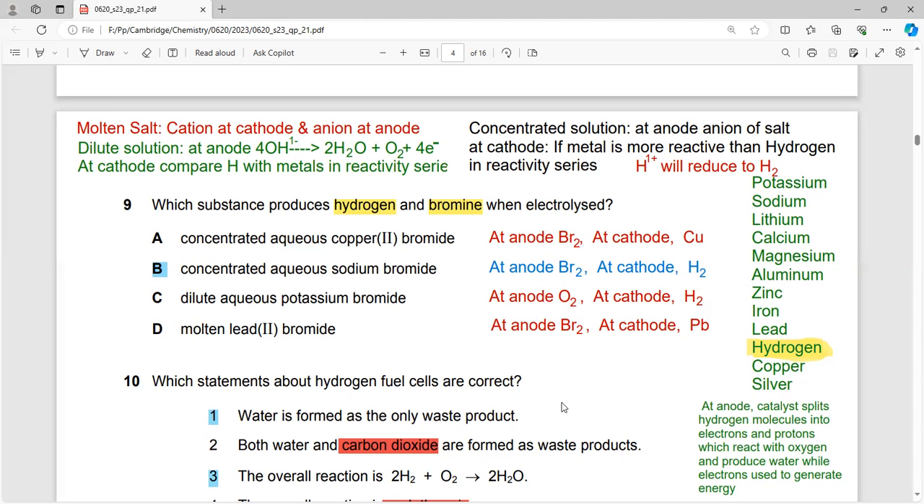And in this way, we have molten lead bromide. Here, you're not supposed to compare anything. Why? Because at the anode, the anion is going to oxidize. At the cathode, the lead will reduce. So here, according to the question, we're going to compare this. Which substance produces hydrogen and bromine when it is electrolyzed? So we're going to compare these values. Here, B is our correct answer. Why? Because at the anode, it is producing bromine gas. What about at the cathode? It is producing hydrogen gas.